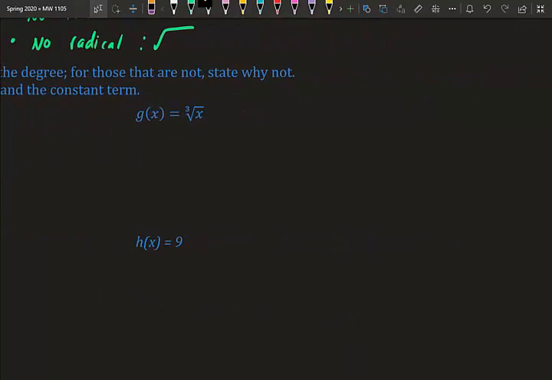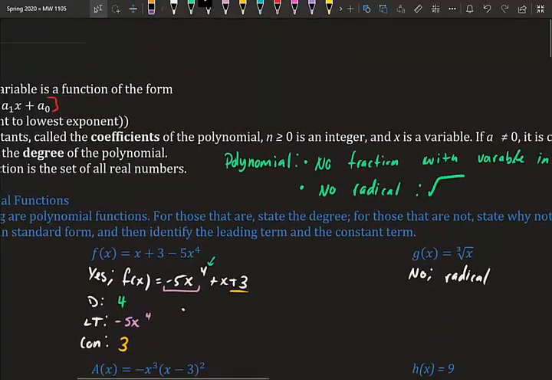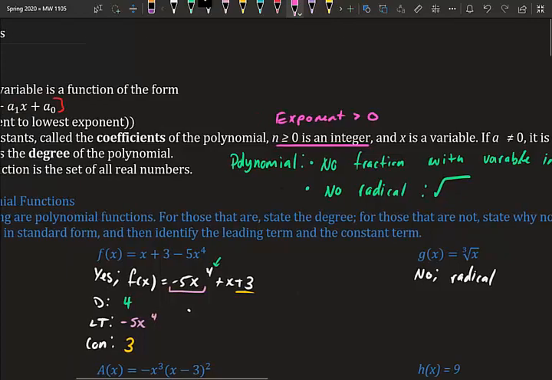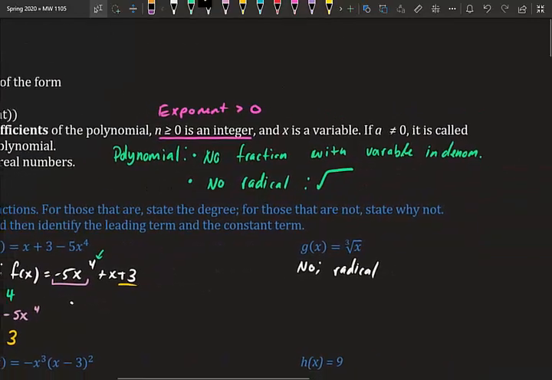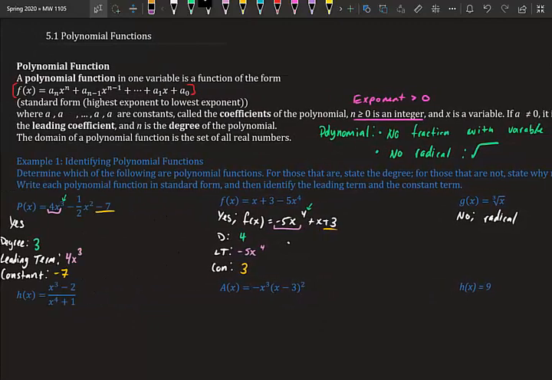Alright, this is not a polynomial. Now, we're probably thinking, oh, I know why, because of the square root, or it's a cube root here. You would say radical. Okay, so on the surface, that is why. But remember how we were talking up here, that the exponent needs to be greater than 0. And it also has to be a whole number. It can't be a fraction.